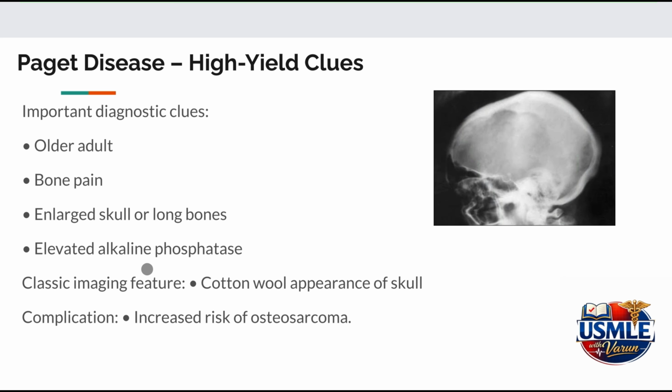Paget disease of bone has several characteristic features that help us identify it in clinical scenarios. It usually affects older adults, typically over 50 years of age. Patients might present with bone pain, bone deformities, and enlargement of bones such as the skull and long bones. If the skull is involved, patients may develop hearing loss due to compression of the nearby nerves. Laboratory findings typically show elevated alkaline phosphatase, reflecting increased bone turnover. A classic imaging feature is cotton wool appearance of the skull. Another important complication is the increased risk of developing osteosarcoma. Paget's disease might progress to a neoplastic transformation in the form of an osteosarcoma.